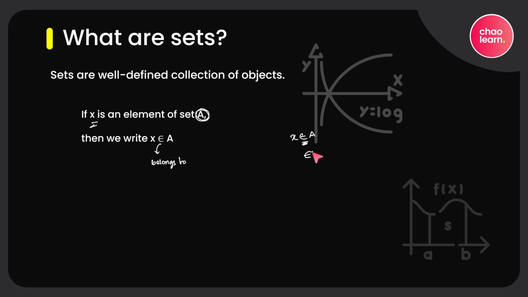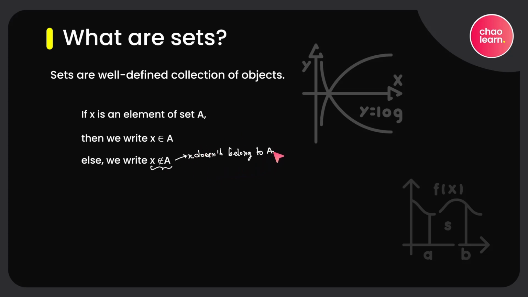And if we cut this sign, then it will become does not belong to. So here, if X does not belong to A, we write it as this. So this just means that X doesn't belong to A. So X is not a part of A.